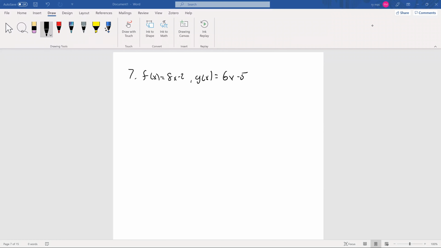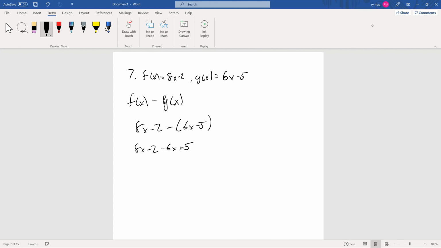All right, for number 7, it says, given functions f and g, find f minus g. So our f of x is 8x minus 2, and our g of x is 6x minus 5. So I just have to do f of x minus g of x, which is going to be 8x minus 2 minus parentheses 6x minus 5. You just have to remember to distribute the negative to your g of x when you're subtracting these.